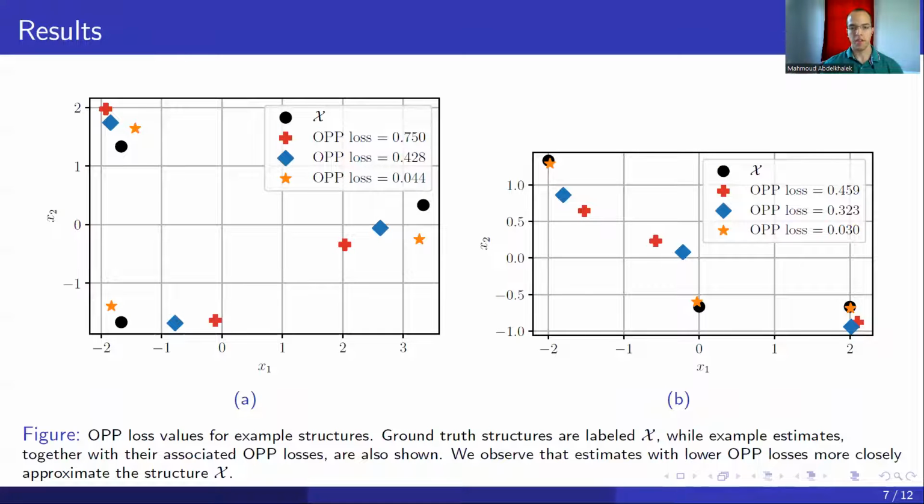Now, just to give the audience an idea of what the OPP loss values represent, here's an example. There are two structures here, one on the left and one on the right. The ground truth structures are denoted by the black circles, and all the other markers represent estimates with their corresponding OPP loss values. Note that the smallest OPP loss value is the closest one to the ground truth structure. For example, the yellow star marker, which has the lowest OPP loss, is the closest to the ground truth structure.